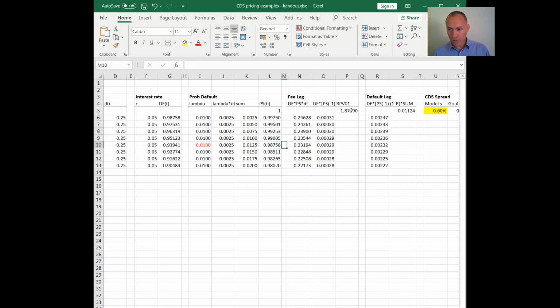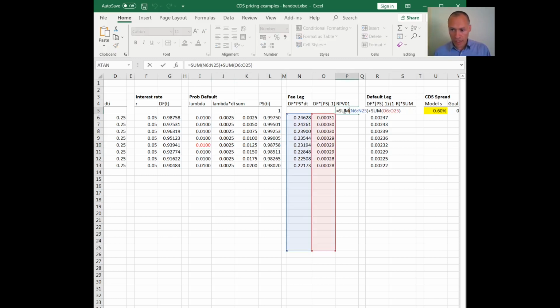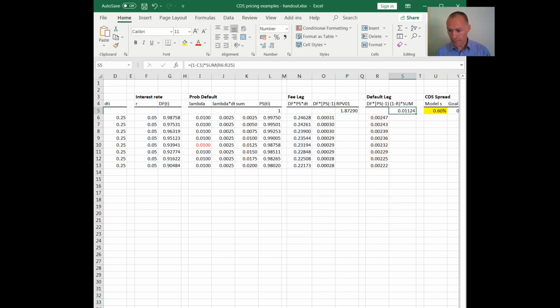So the fee lag is computed in the same way. Obviously now I am adding all these numbers because this is the CDS for 2 years. Here the default lag, again, the same thing. It's the sum of all these terms here because it's a 2-year CDS.